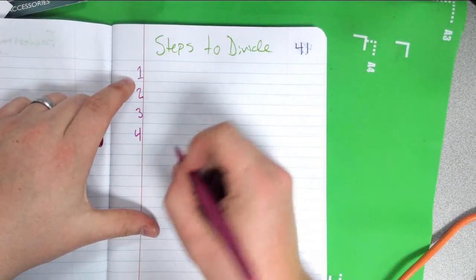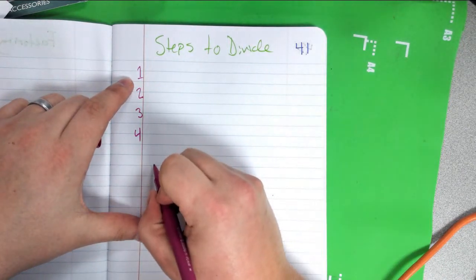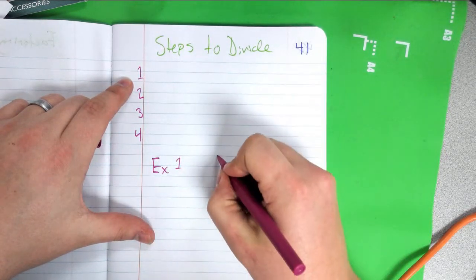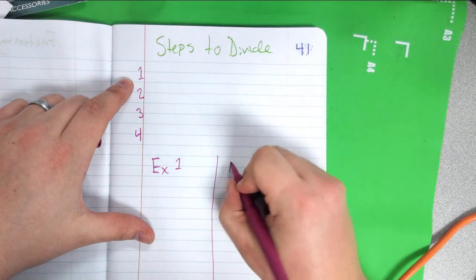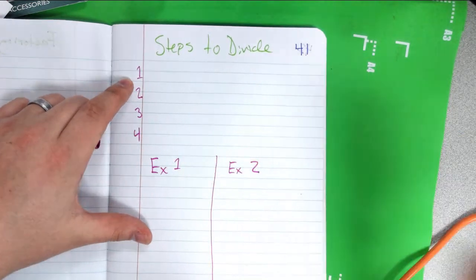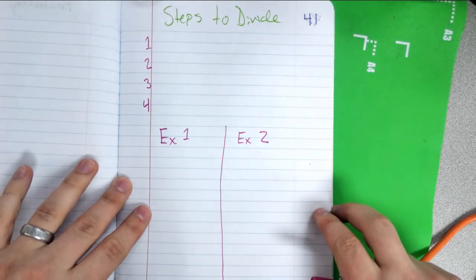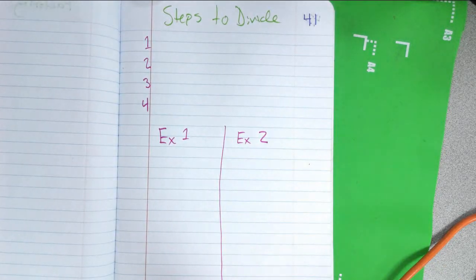And then after that, we're going to do 2 examples. So I'm going to go example 1, and then I'll just split it right down the middle. And then I've got example 2. So I've got 2 spaces for examples here. All right, so that's what that looks like. And so let's write out the steps to factoring.